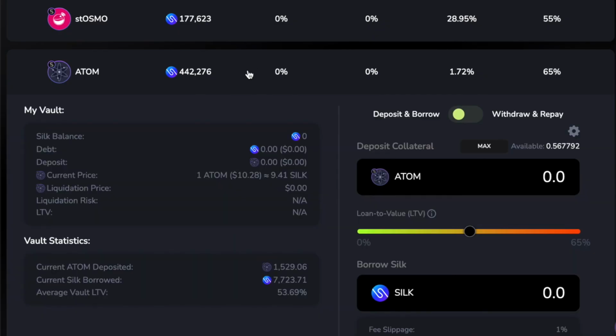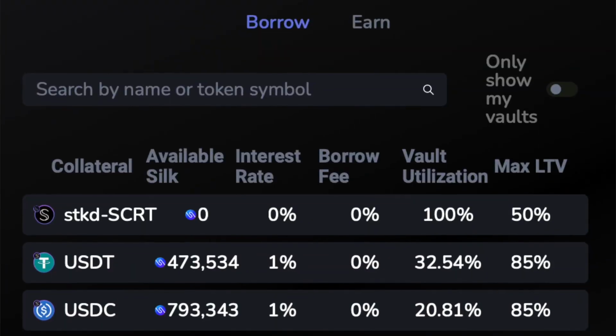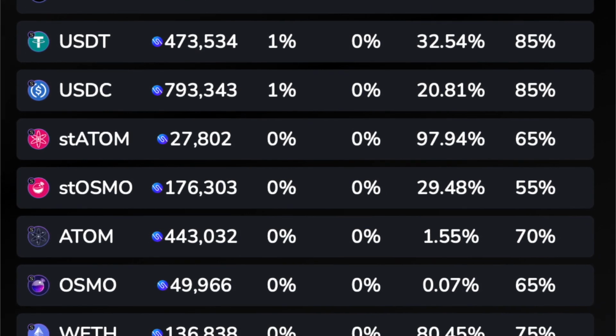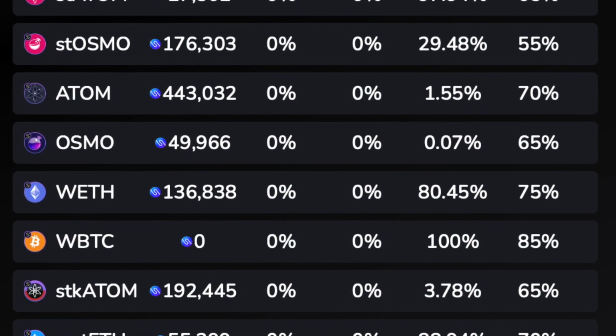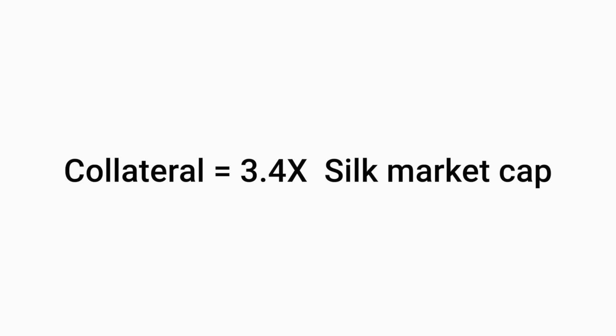Because in order to mint silk, that is to create new silk and bring it into existence, users deposit collateral like Bitcoin, staked Ethereum, staked Secret, or staked Atom into a minting vault. And right now, locked away in those vaults is well over 3 times the market cap of silk. That means all of the collateral, if every single asset backing silk crashed by over 70%, silk would still be solvent.